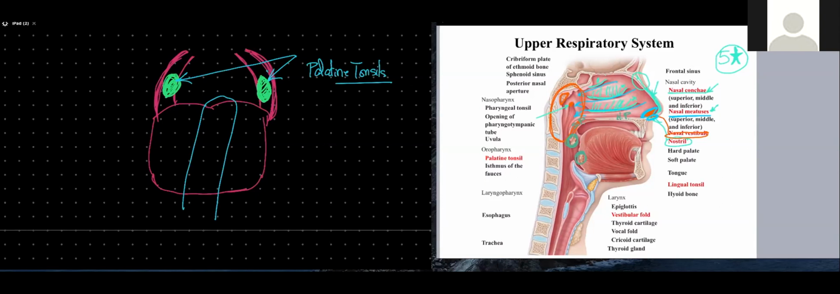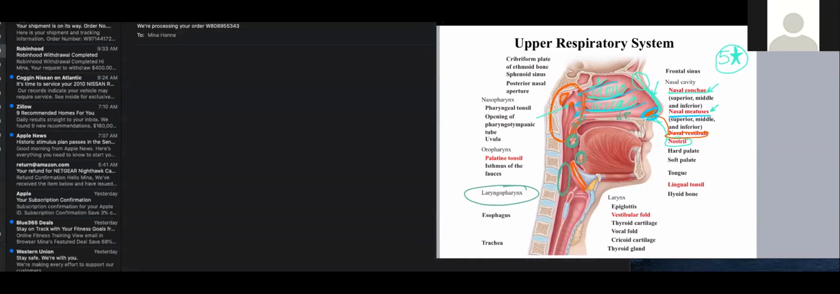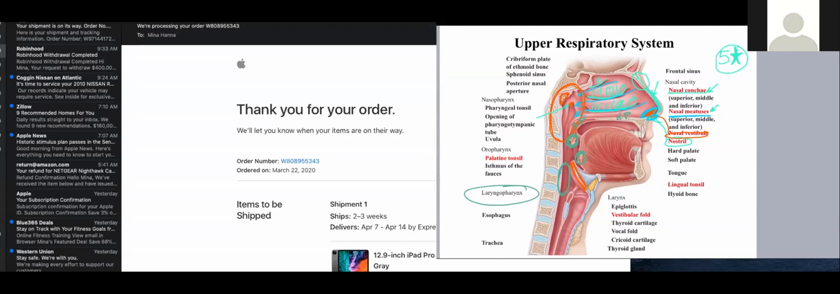If we keep moving down, you can see the part of the pharynx located behind the larynx. This is my laryngopharynx. And anterior to it, you've got the larynx, which is formed of multiple cartilages. We've got the one above the larynx. This is my epiglottis.